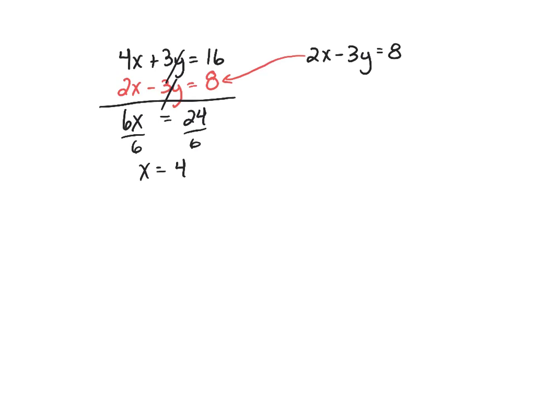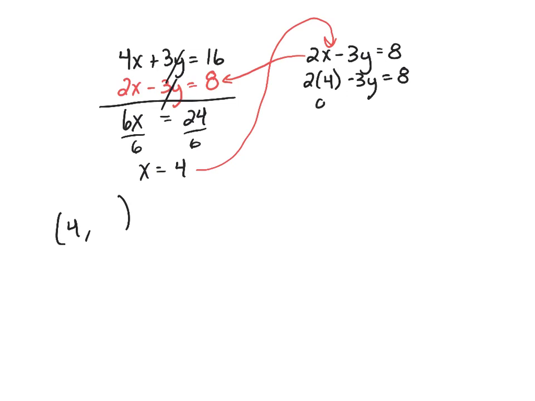Now in order to solve for the y, so I have the x part of my, not my vertex, but my intersection. Now in order to solve for the y, I'm just going to take that x value and plug it into one of the equations. It doesn't matter which equation you pick. I'm just choosing this one because I have some space over here. I'm going to plug a 4 in for the x. So 2 times 4 minus 3y is equal to 8. And I'm going to solve for y.